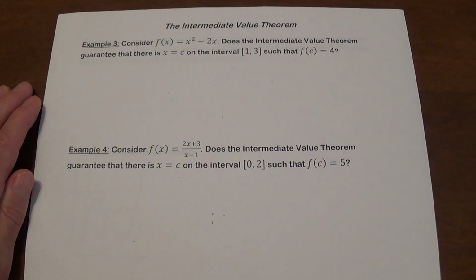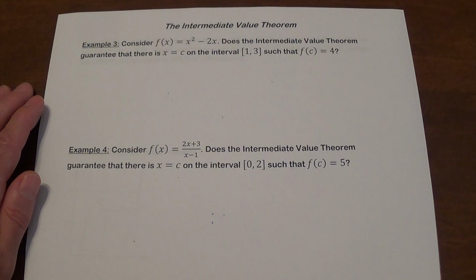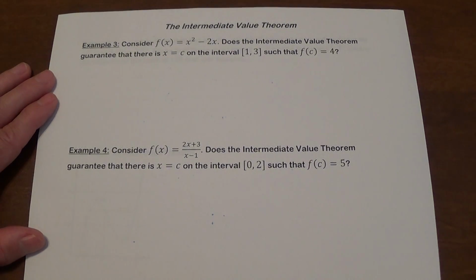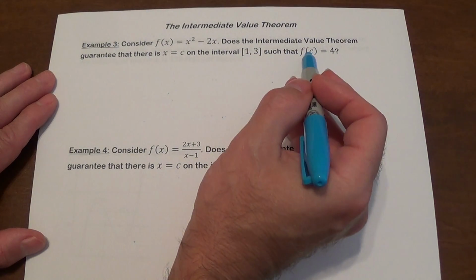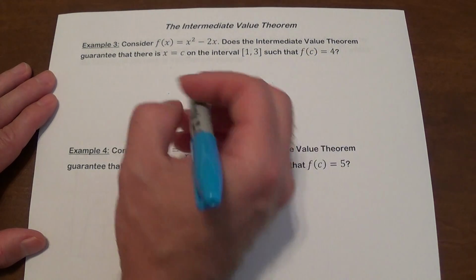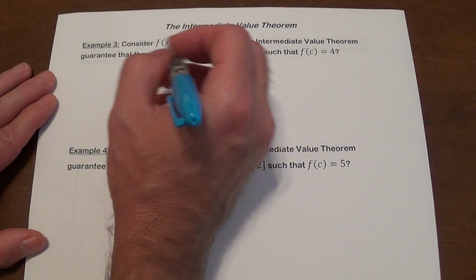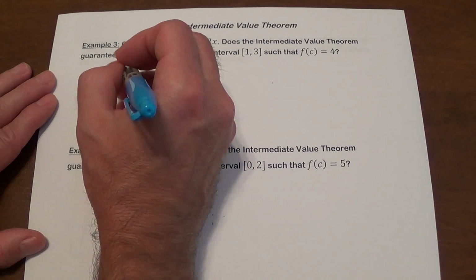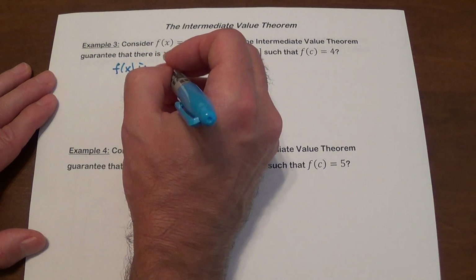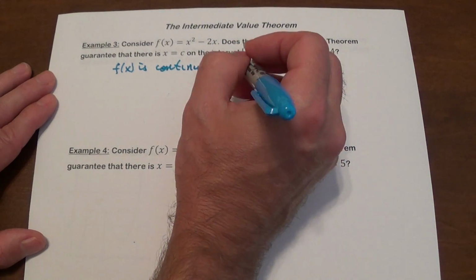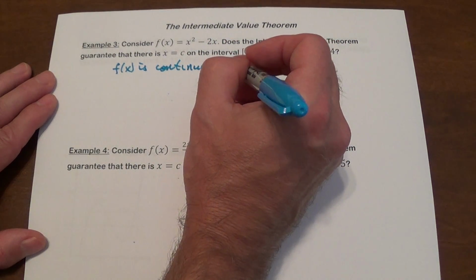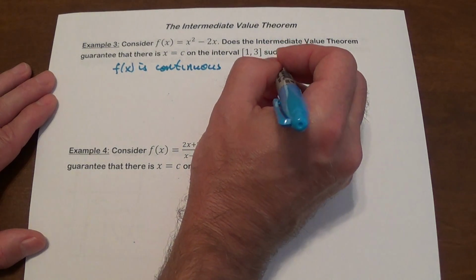Example 3. So we have this function f of x, and does the intermediate value theorem guarantee that we have a value on the interval from 1 to 3 where f of c is going to be 4? So we know this is a continuous function, so f of x is continuous. This is a required condition. You cannot apply the intermediate value theorem if the function is not continuous on the interval from 1 to 3.